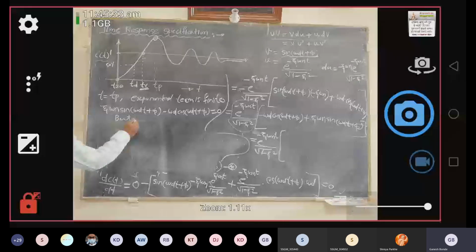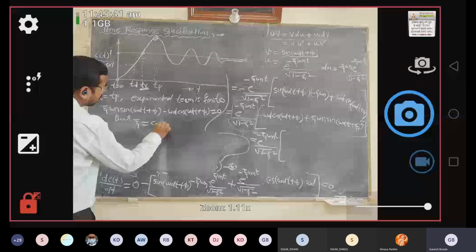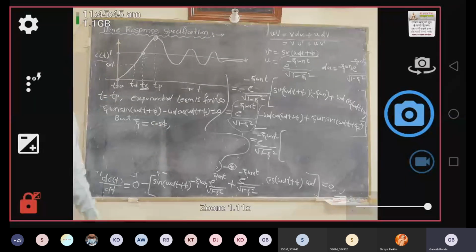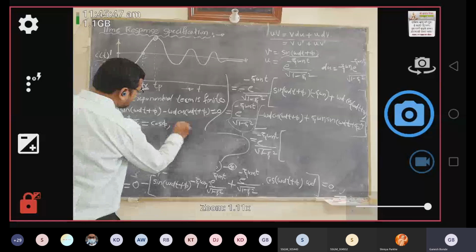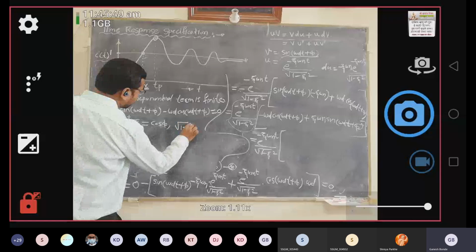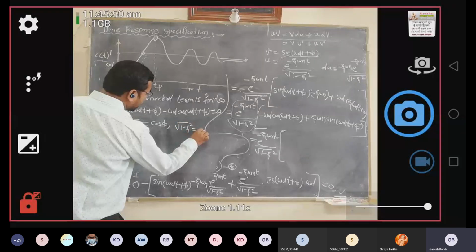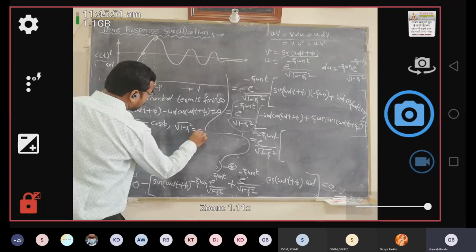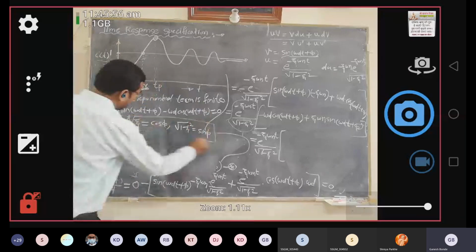So at that time we have made one assumption. What is the value of zeta? What substitution have we made? Zeta is equal to cos phi, if you remember, and square root of 1 minus zeta square is equal to sin phi. So these are the two substitutions we have made, if you remember.